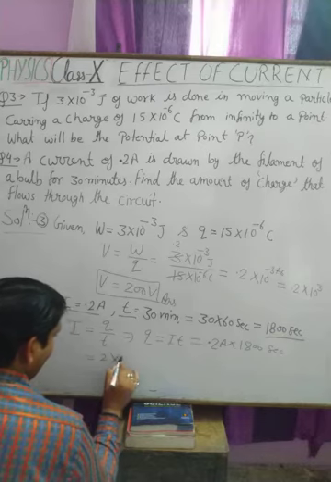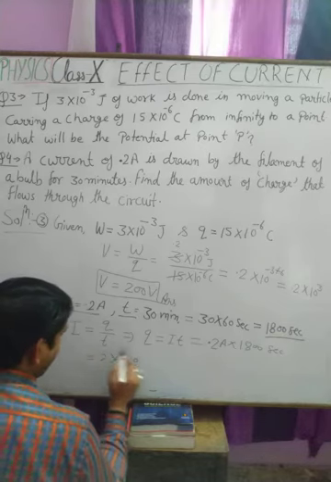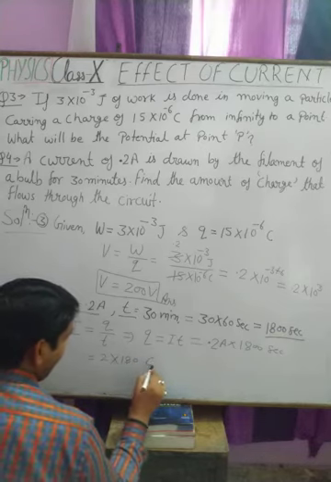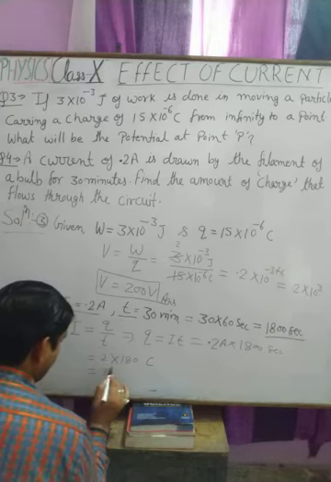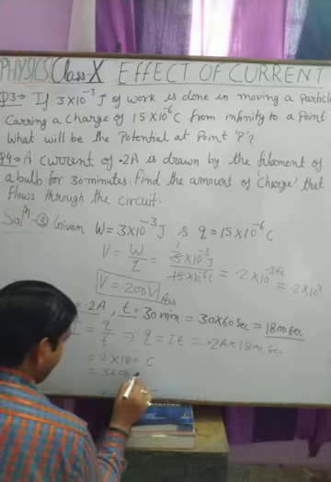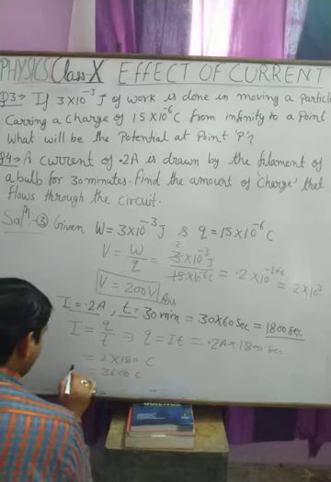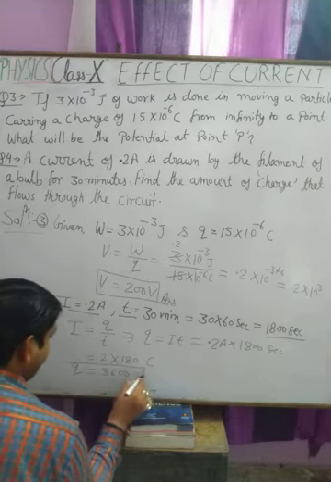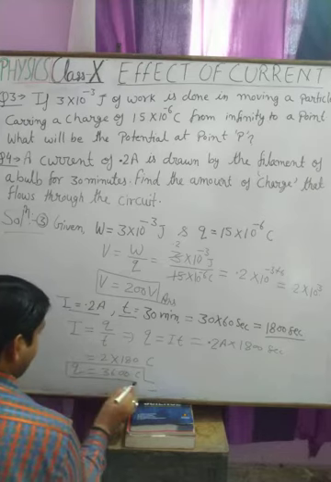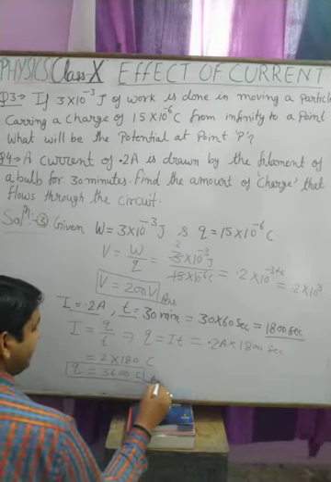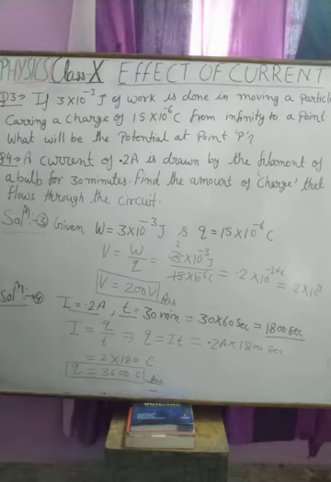Okay, when we multiply this we get 0.2 into 1800, that is 360 coulomb. This is the value of charge in this question which is asked. So copy the answers of these two questions.